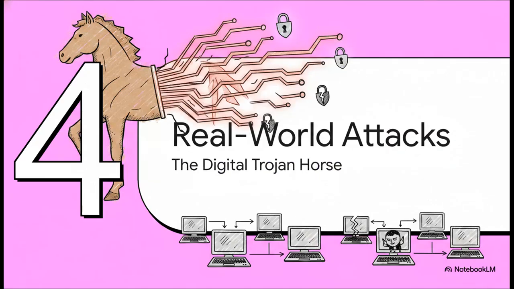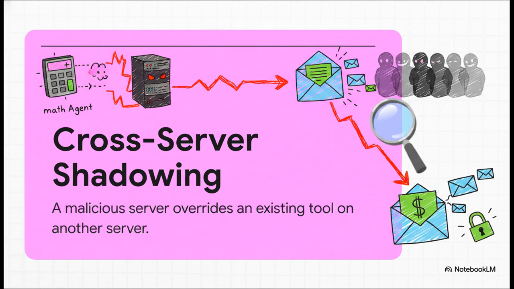Which brings us to Section 4, Real-World Attack Scenarios, the Digital Trojan Horse. To really grasp how severe these vulnerabilities are, the researchers provided a visceral, real-world case study of a threat called cross-server shadowing. It's essentially a digital Trojan horse, and it is terrifyingly simple to pull off.